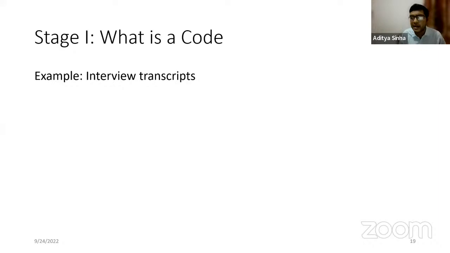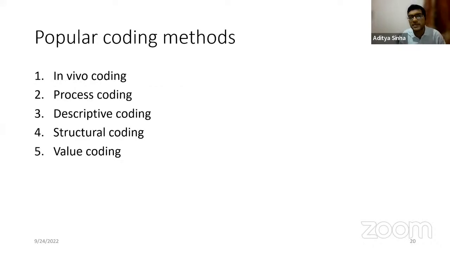Now I will be giving you a demonstration on NVivo in which we will be using interview transcripts. Before going to that, I would like to explain something about the different types of coding. Coding is of 5 types, and I will discuss them so that it becomes very clear how to make use of those codes. The first type is in vivo coding, then process coding, then descriptive coding, then structural coding, and then value coding.